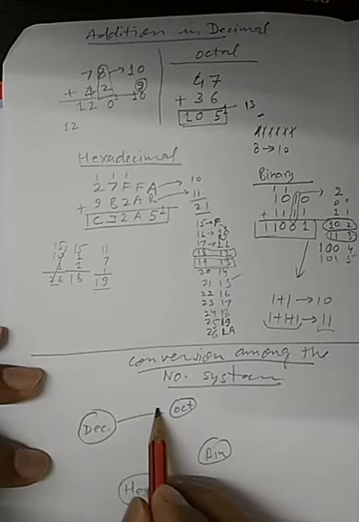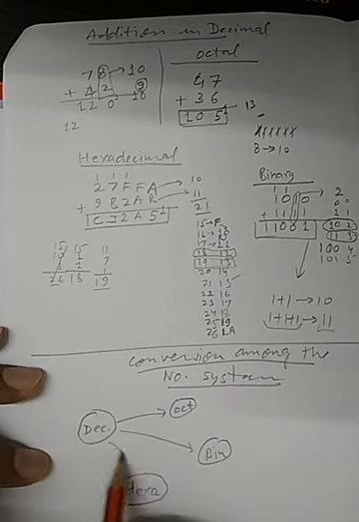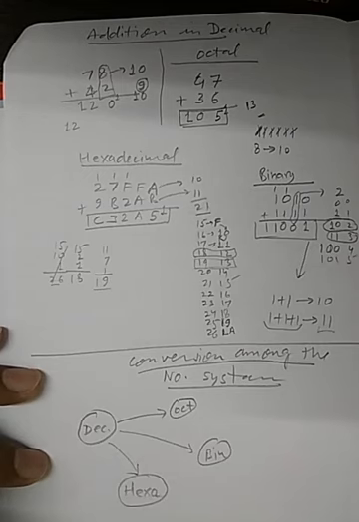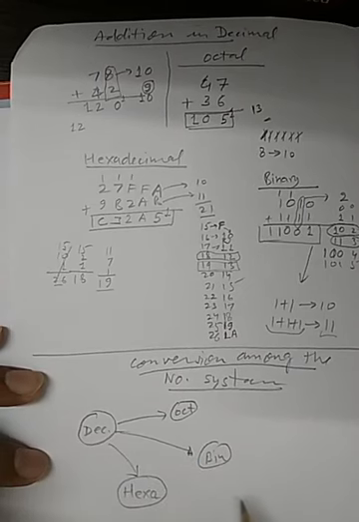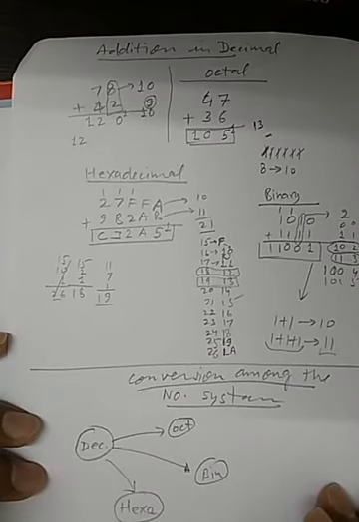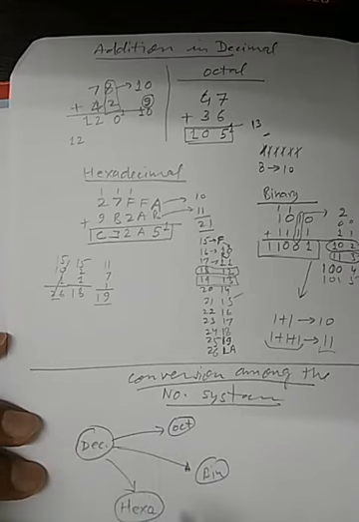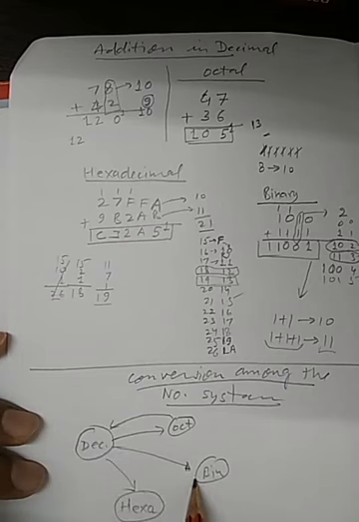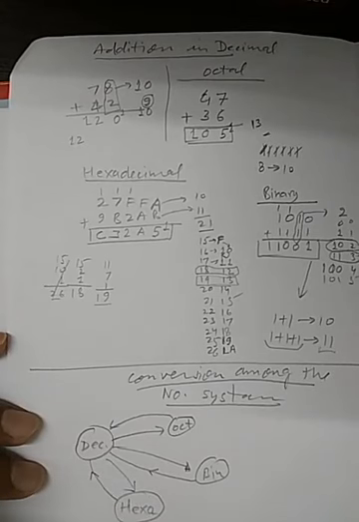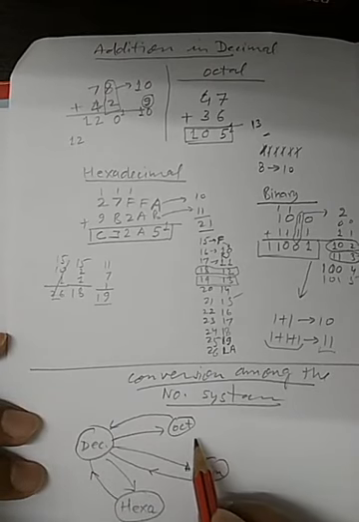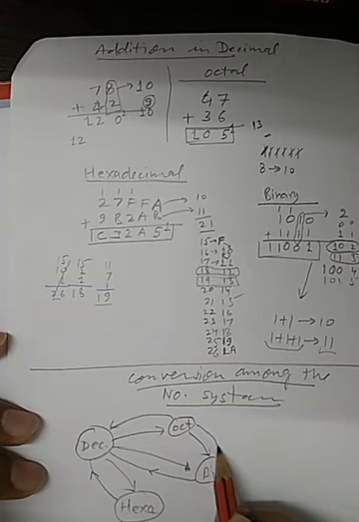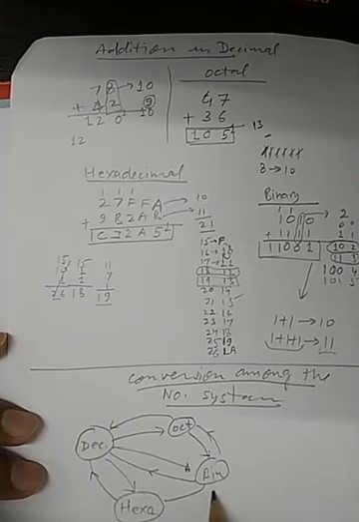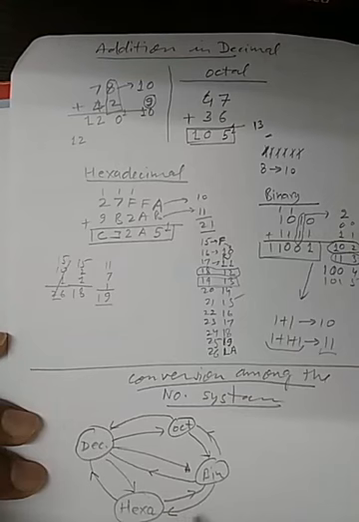So we will convert each decimal number to the other number systems. This is one possibility: how to convert decimal to other number systems. And after that we will learn the opposite way, from other number systems to the decimal number system. Then we will try to learn these things among these number systems.